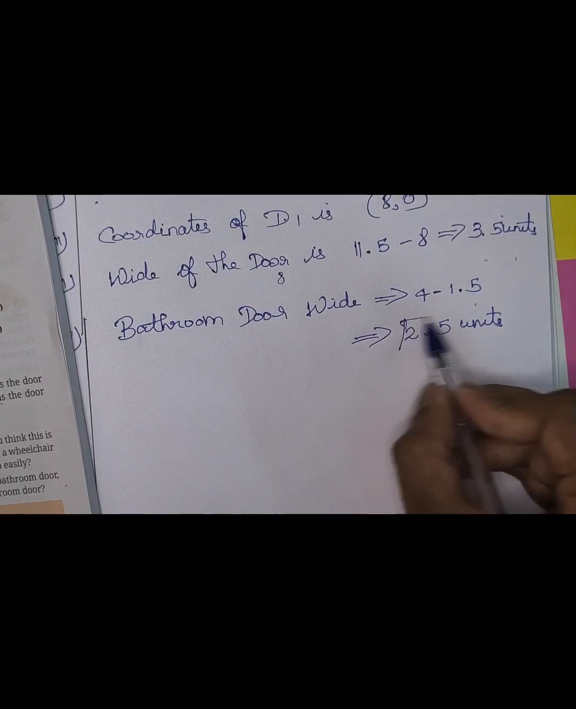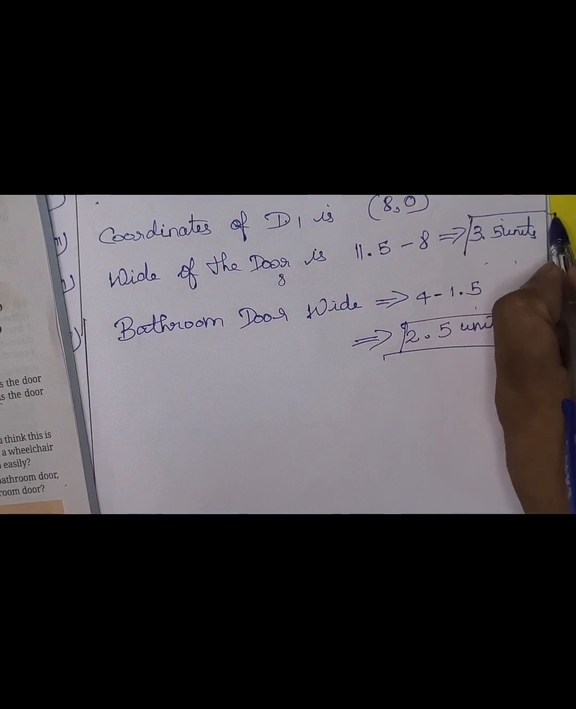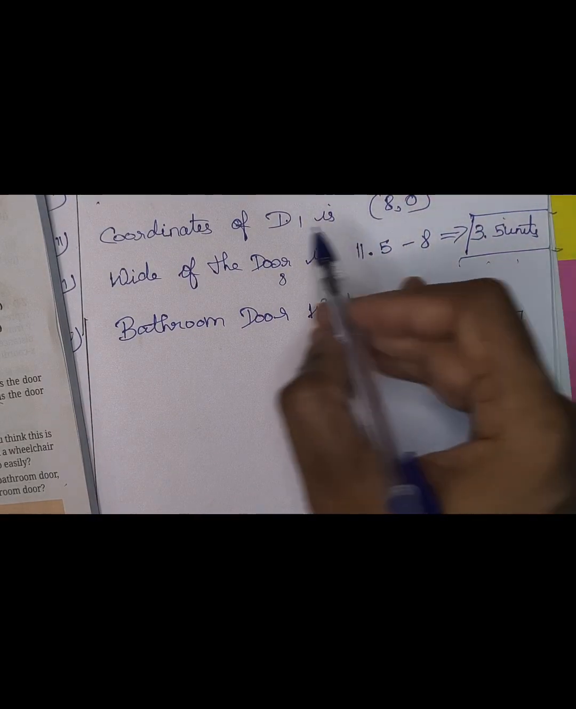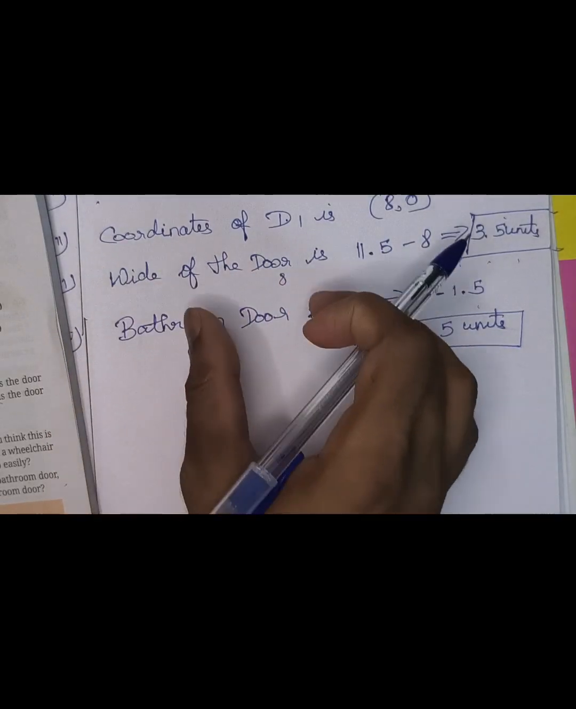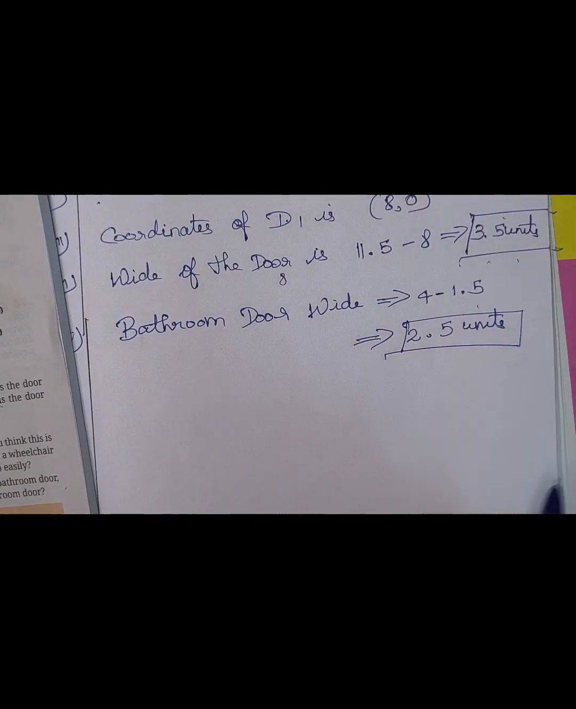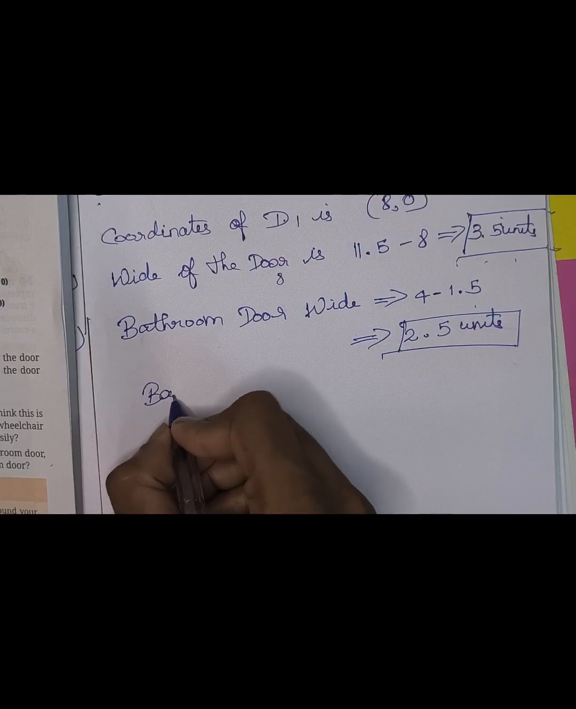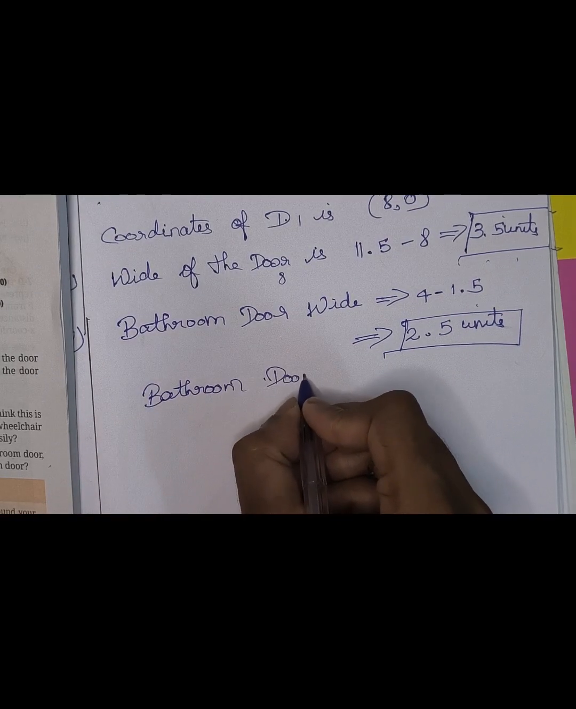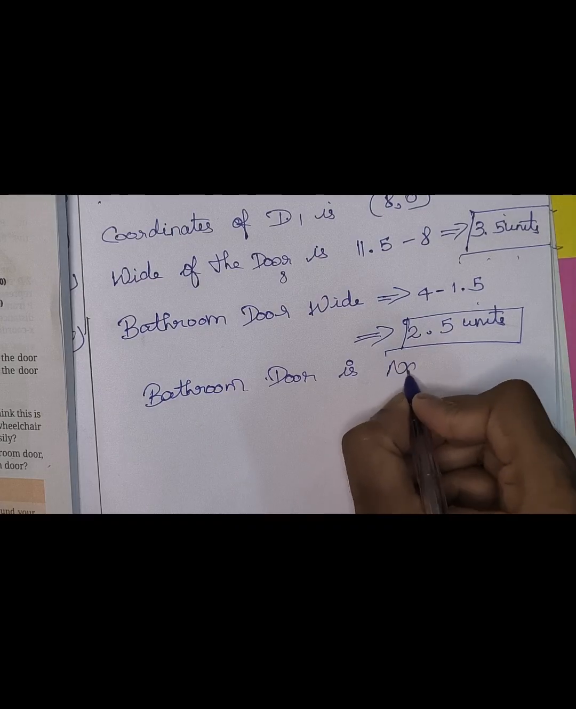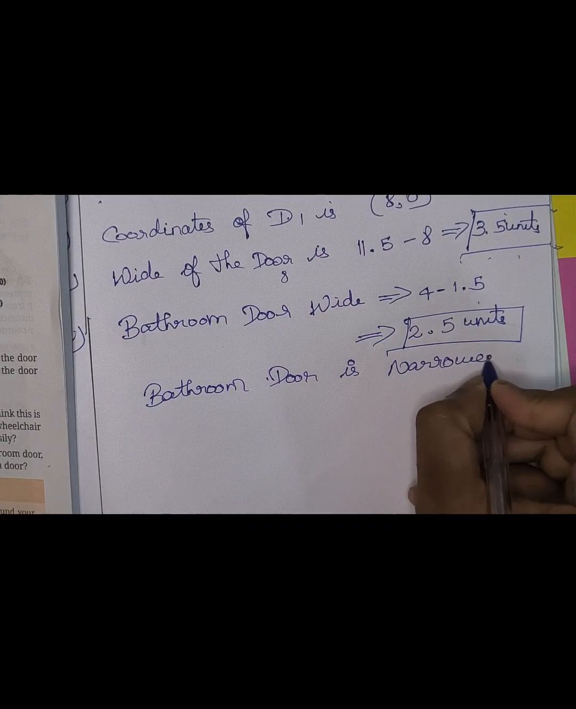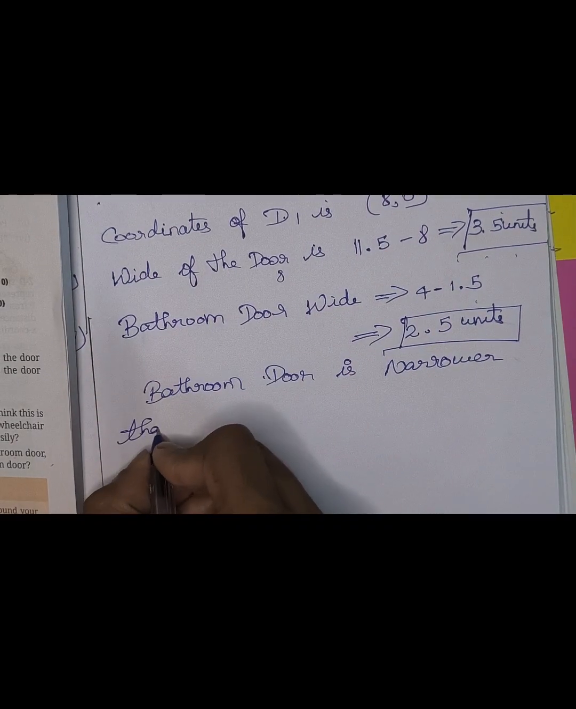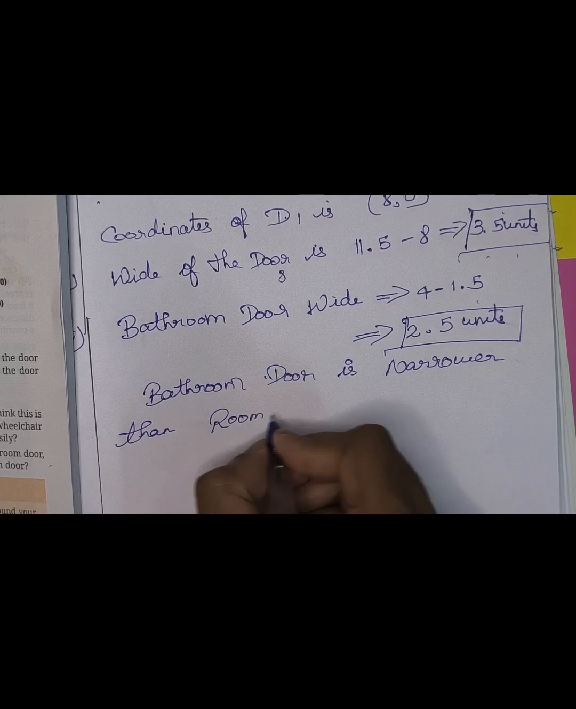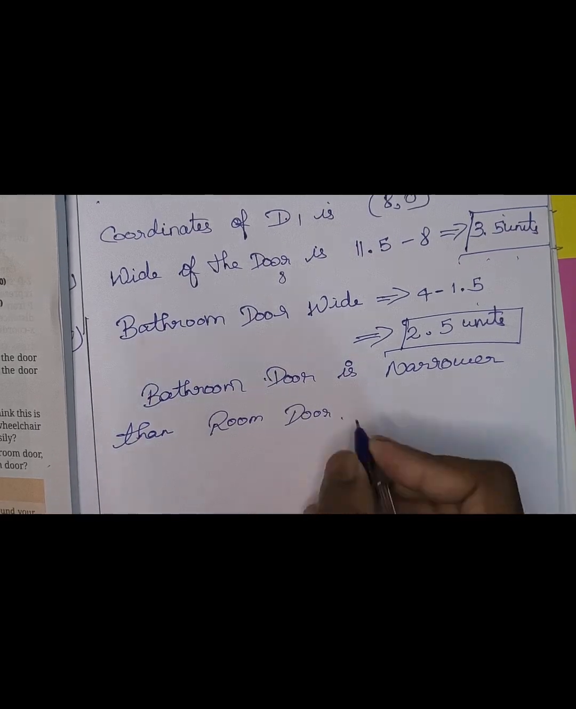See here, friends, you want to compare the bathroom door versus the room door. The bathroom door is 2.5 units, but our room door is 3.5 units. So which is bigger? Absolutely our room door is wider. So you can write, bathroom door is narrower than room door. Clear, friends?